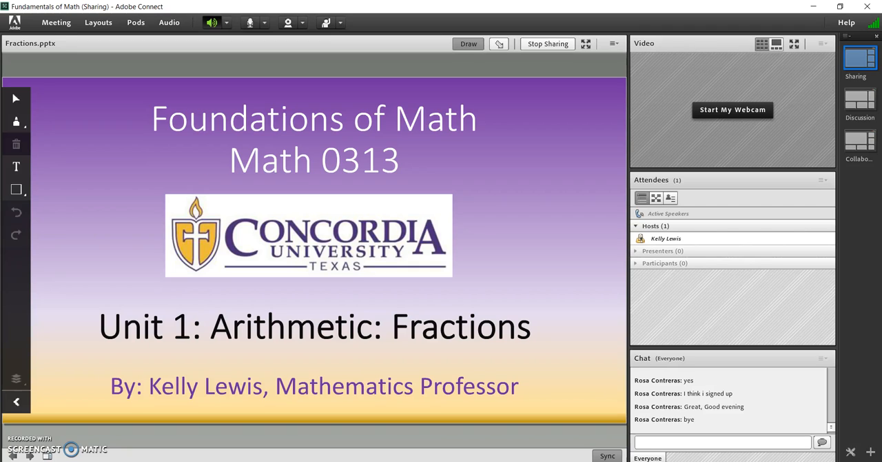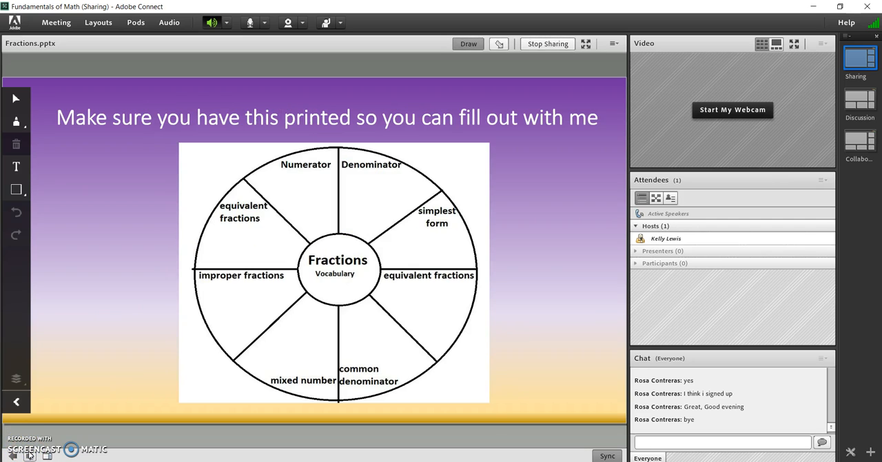All right, hey guys, this is going to be video one for fractions for this unit. I'm not huge on vocabulary, but if you don't know what some of these words mean, then it's going to be really difficult for you to follow directions and then for problems later on.